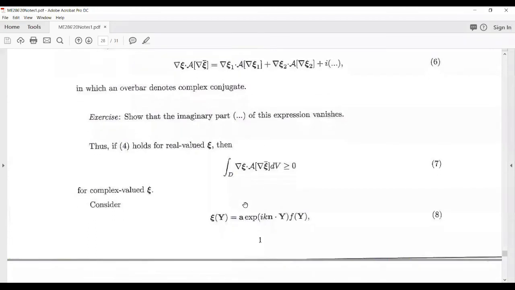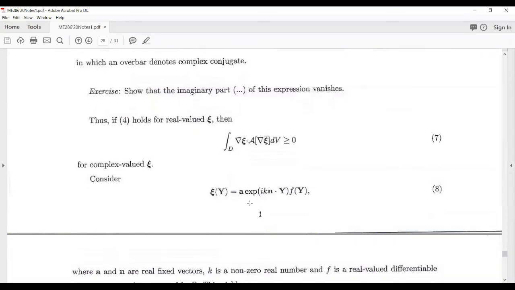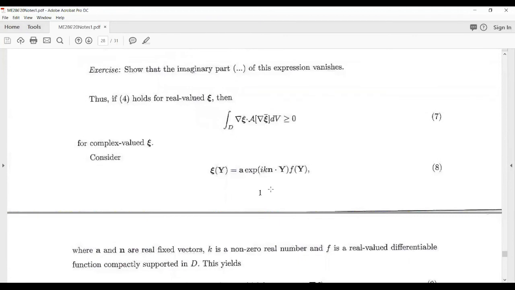Okay, so now let's construct a simple psi of y, a complex valued psi of y. I'll define psi of y this way: a fixed vector A, a fixed vector n, exponential i k, a real number k, n dot y. This is a complex exponential, which you know is just decomposable as a cosine and a sine. Right? And then such that this psi is compactly supported in the region D, I'll have to multiply by some function with that property. f of y is compactly supported in D, and I'll take it to be real valued. Everything is real valued unless you see the i. The i is the only complex aspect of it, which makes psi a complex valued vector field, okay?